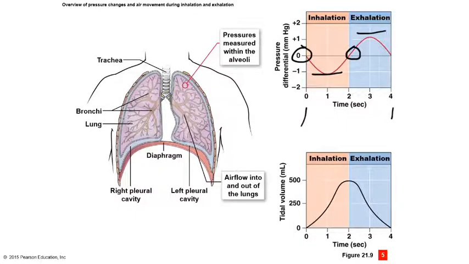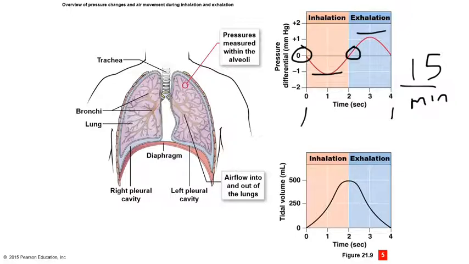Now this graph is showing us that the normal inhalation is about every 4 seconds. So that would suggest that a person is breathing about 15 times per minute. And we'll use different numbers between 12 and 15 breaths per minute.